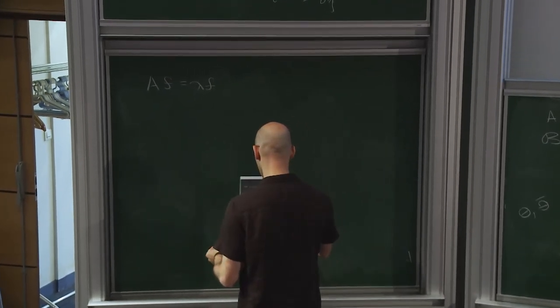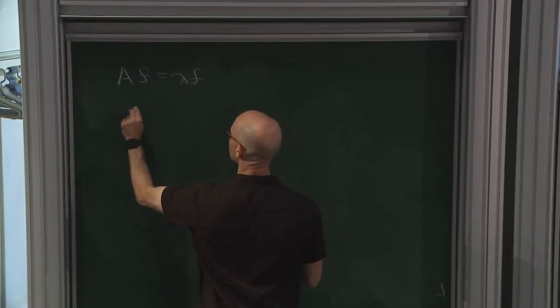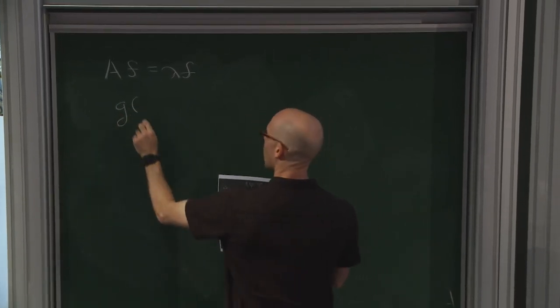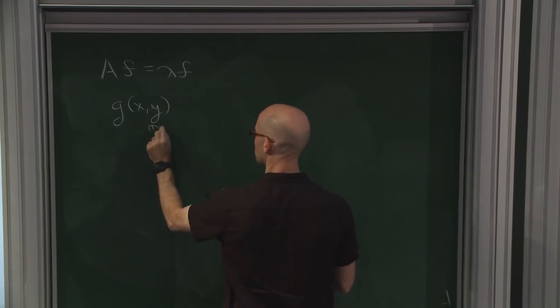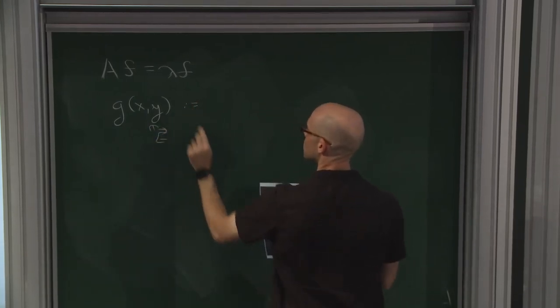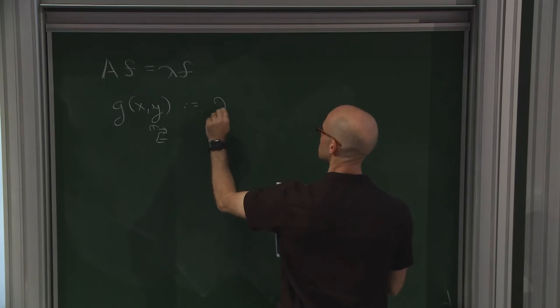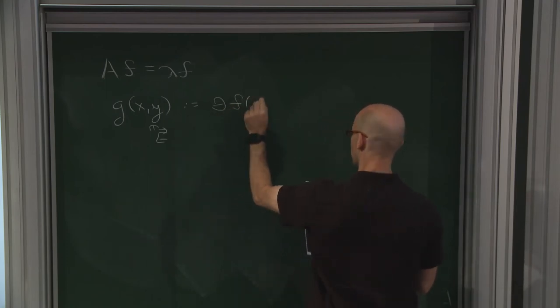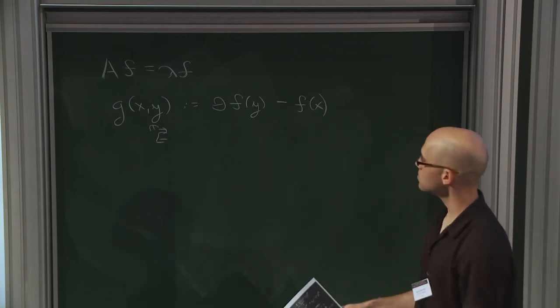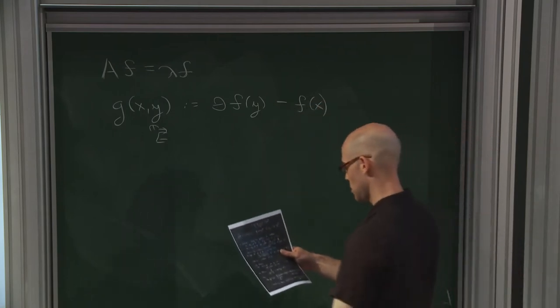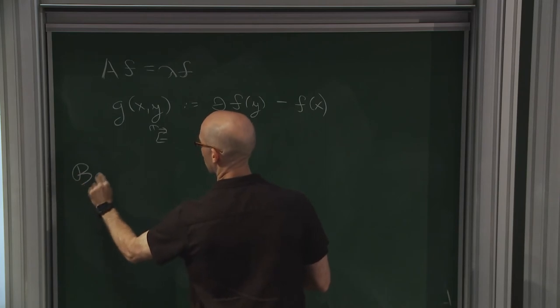So how do you see this? This quadratic is the right thing to look at. All that you need to do is to define the following. I'll say that g of xy, this is a directed edge, so I'm defining an eigenfunction explicitly. It's just theta f(y) minus f(x). This is it.